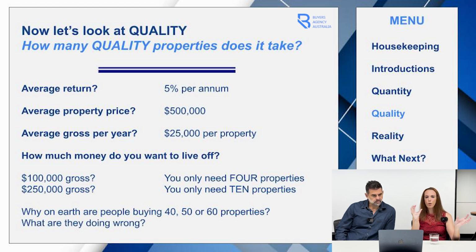Give or take, we're talking averages. So how much money do you want to live off is what you need to ask yourself when you're deciding how many properties you want to buy. Now, by the time you retire, you've got to think about what your needs are going to be.